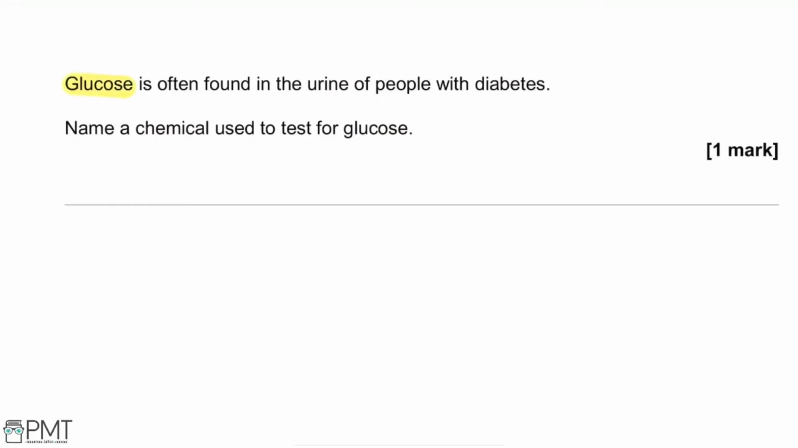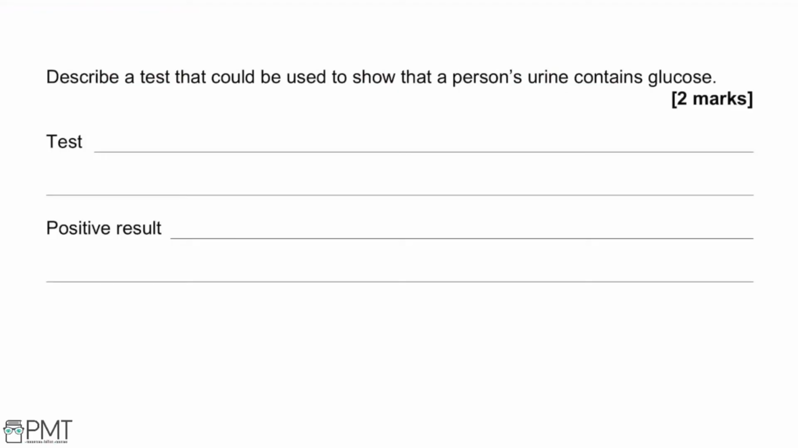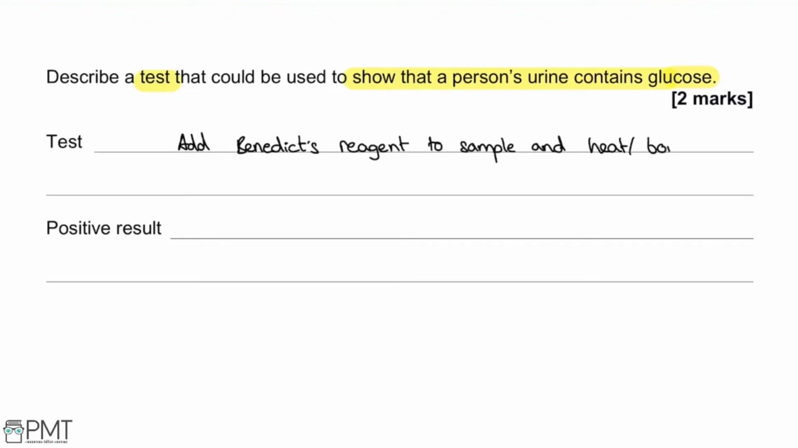Glucose is often found in the urine of people with diabetes. Name a chemical used to test for glucose. And the answer to this is Benedict's solution. Describe a test that could be used to show that a person's urine contains glucose. So name the test and describe what the positive result is. The test is adding Benedict's reagent to the sample, and then you heat it up or boil it. The positive result is a colour change from blue to a brick red.